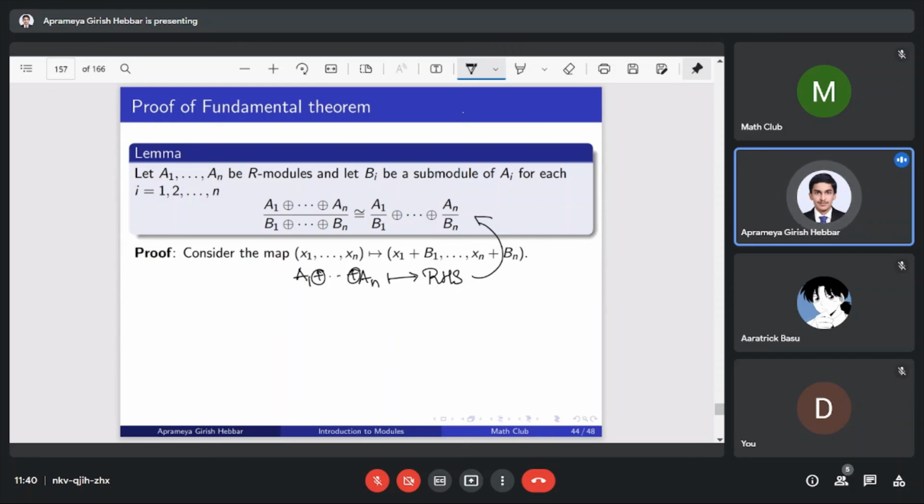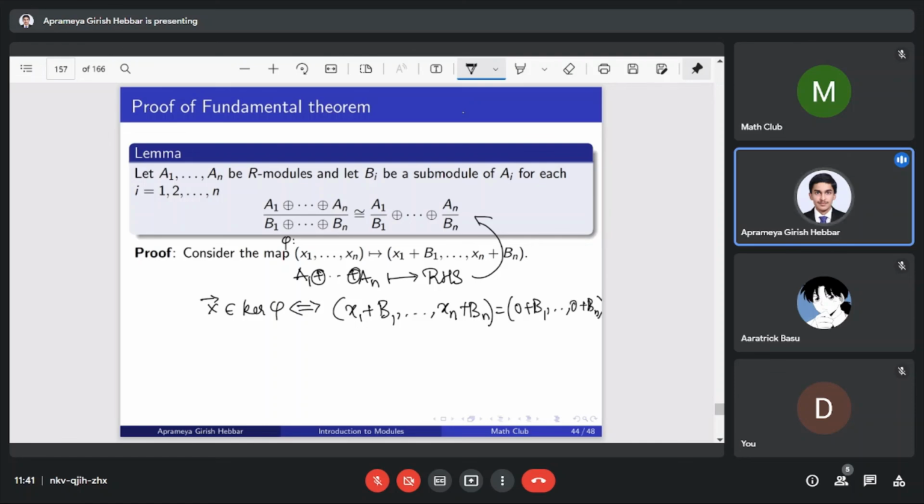So what we do, we take x1 up to xn. You can identify this as a direct product. So you take x1 up to xn and map it to x1 plus b1 up to xn plus bn. So what is the kernel? This is clearly a linear map. What would be the kernel of this map if I call this phi? So let's say x vector belongs to kernel phi if and only if x1 plus b1 up to xn plus bn is a zero element. The zero element in the RHS is nothing but 0 plus b1 up to 0 plus bn, right?